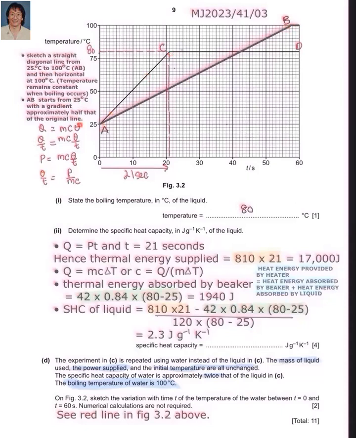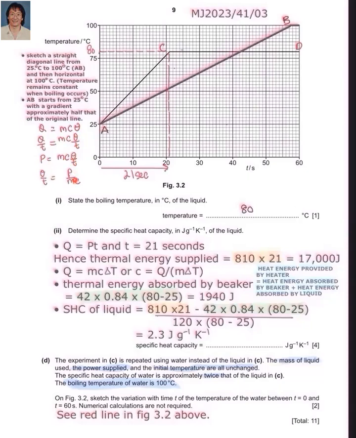The heat energy absorbed during this heating process is equal to Q equals MC theta. Divide both sides by T. So Q over T equals MC theta over T. Now Q over T is the power. So P equals MC theta over T. So theta over T equals P over MC.